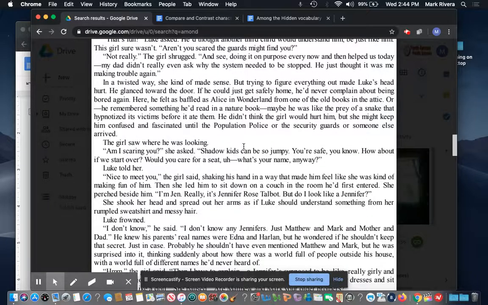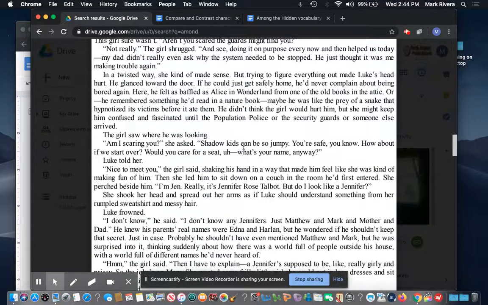In a twisted way, she did kind of make sense. But trying to figure everything out made Luke's head hurt. He glanced towards the door. If he could just get safely home, he'd never complain about being bored again.